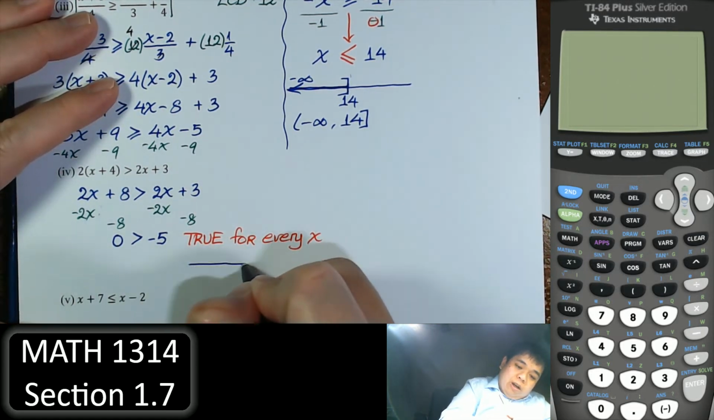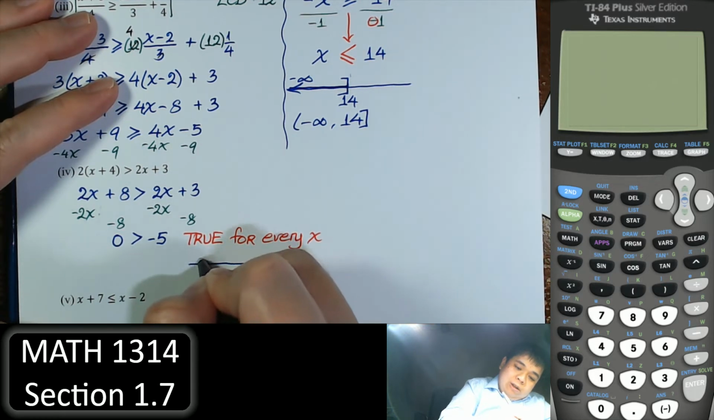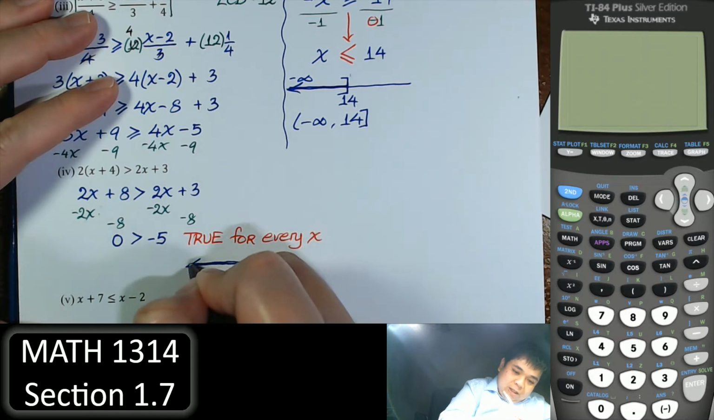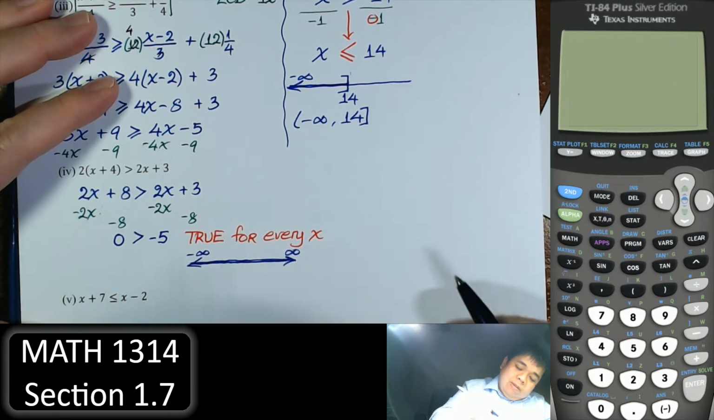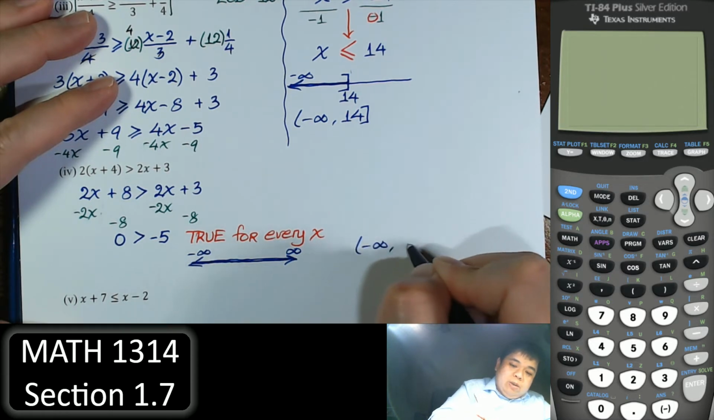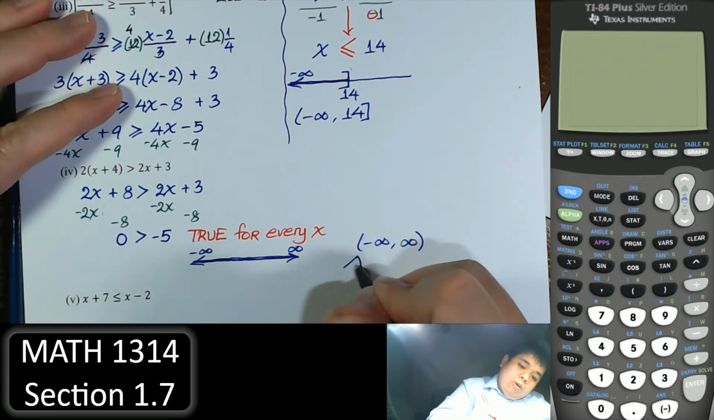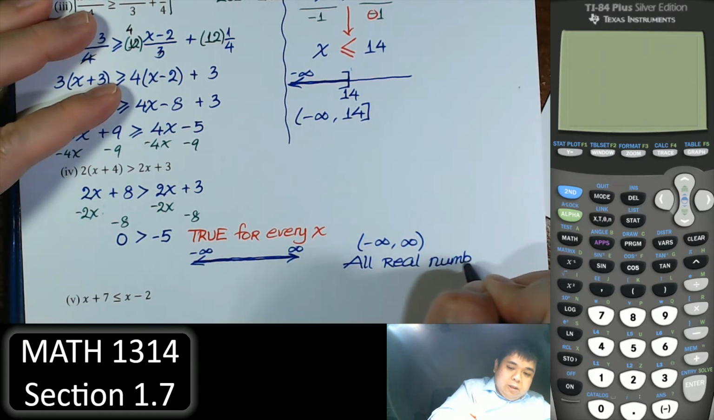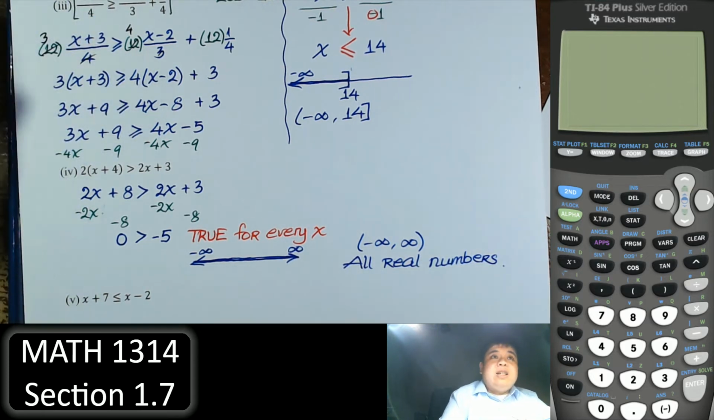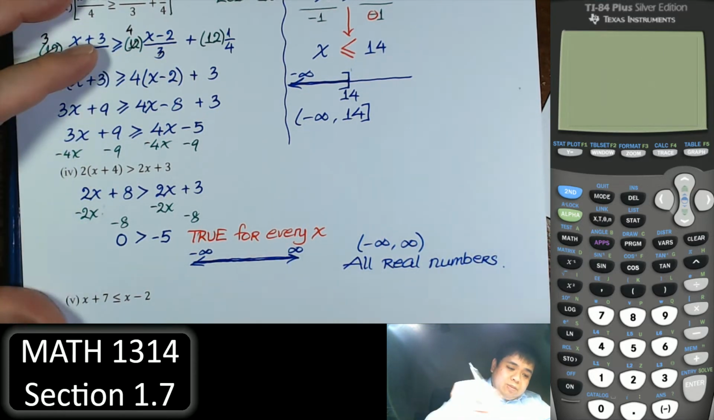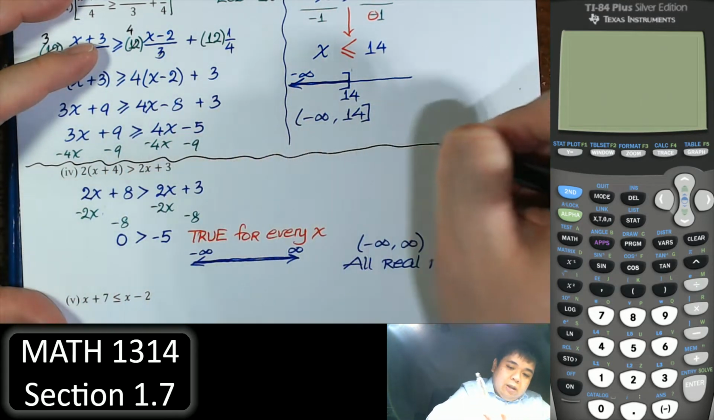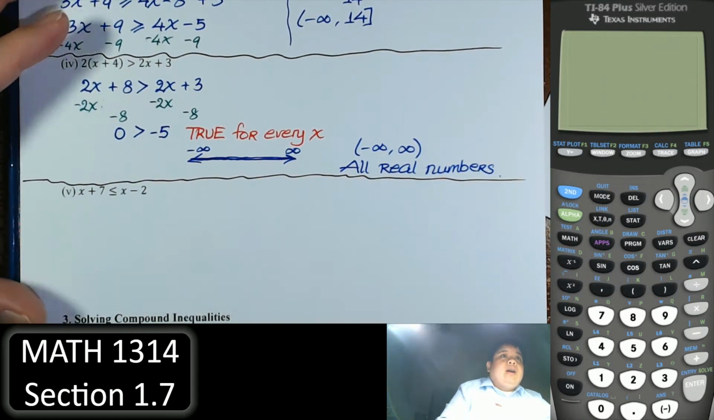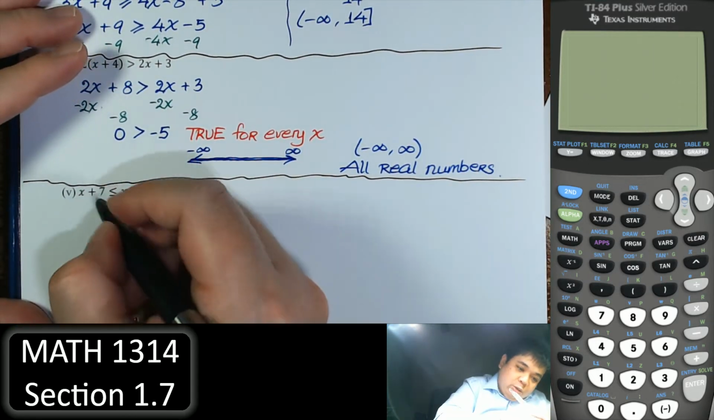Or if we're going to draw the line, it will be a solid line. Or we write negative infinity to infinity, or we can just say all real numbers. And because it doesn't matter what x is, the inequality is always true. Right, look at this one. Once again, try to move everything to one side.